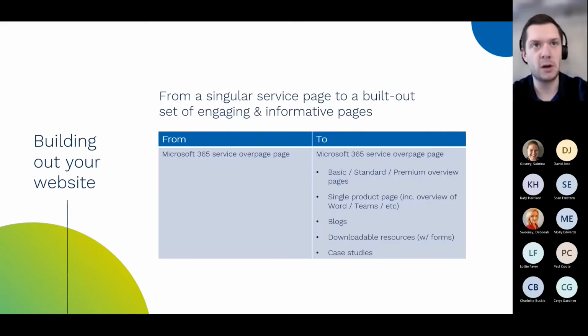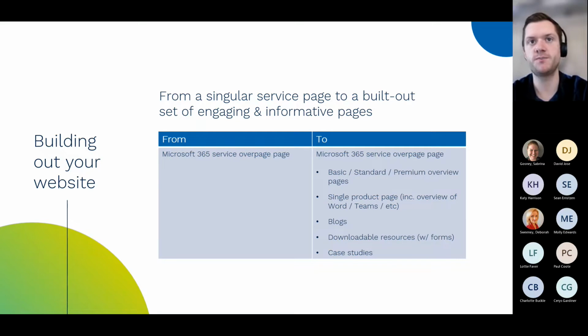So in terms of how we build out the website, there's a very, very quick way you could execute that. If you've currently got a Microsoft 365 service overview page, you could quite easily, obviously writing the content, take that to an overview page with 5 different ways you can come off it. Within that, you could do an overview page on business standard and premium all in one. If you feel like you've got enough content, you could split them out, so you could then have a business basic page, a standard page, or a premium page.